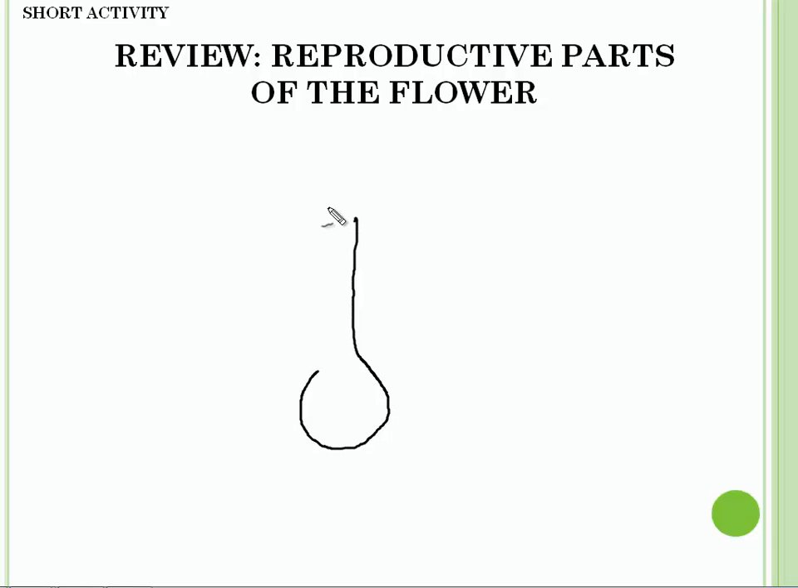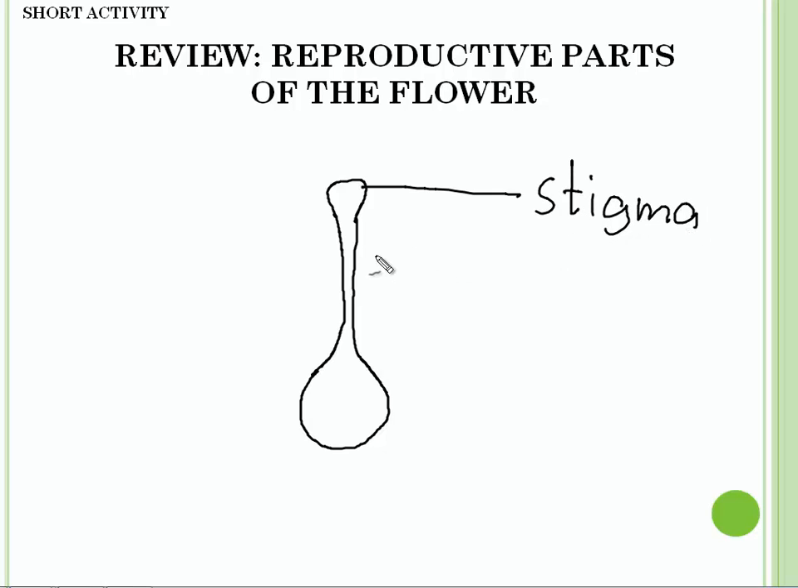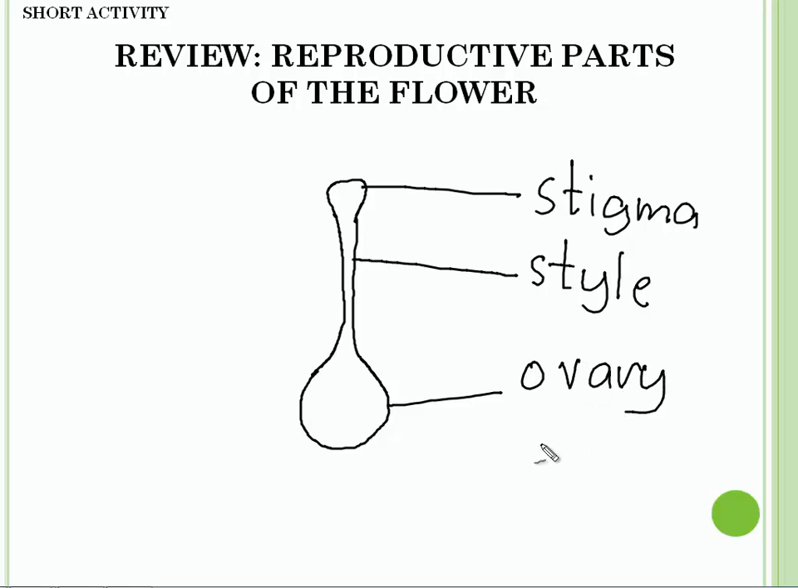I'll first draw here the female reproductive part. So draw it like this. This part is called the stigma. This is the style. Immediately below the stigma is the ovary, the enlarged portion. Inside the ovary are your ovules.